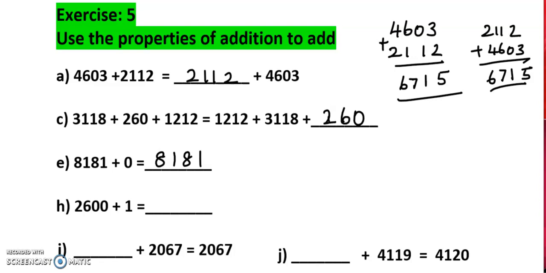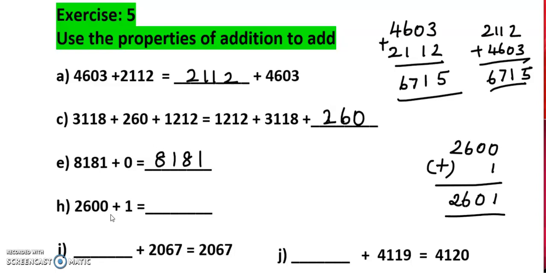Next one, 2600 plus 1. As I told you in the last class, if you are adding any number with 1, you will get the successor of the number. So 2600 plus 1, what will you get? 0 plus 1 is 1, then 0, 6. 2601 is the successor of the number. If you subtract 1 from any number, you will get the predecessor of the number.